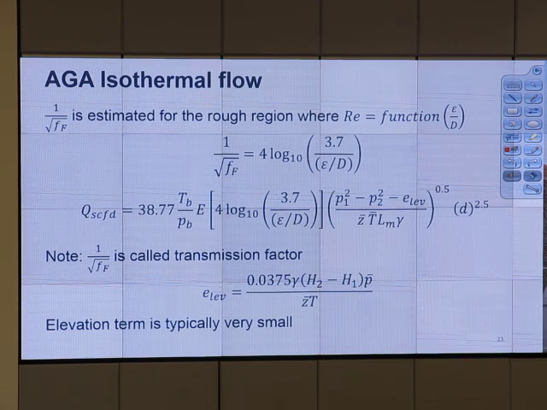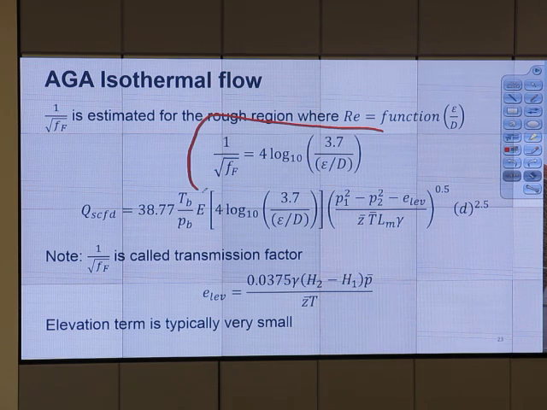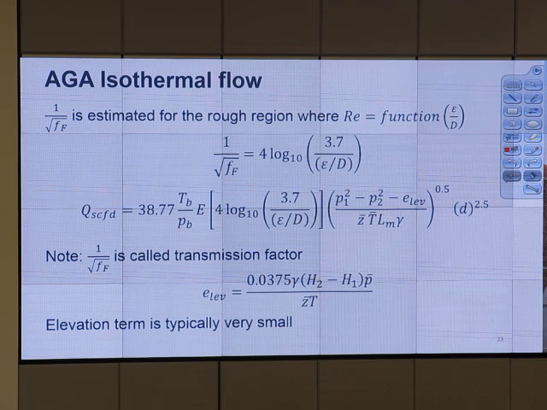For AGA, American Gas Association isothermal flow, we have a further approximation for the transmission factor, 1 over square root f. We just assume 1 over square root f equals that, just the first term in the Colebrook equation. This is to not do the iterative method.